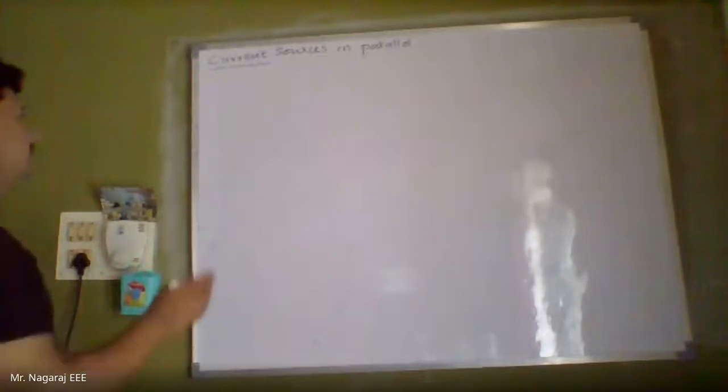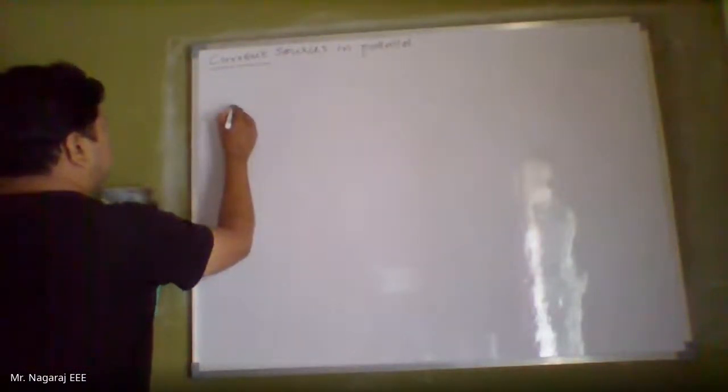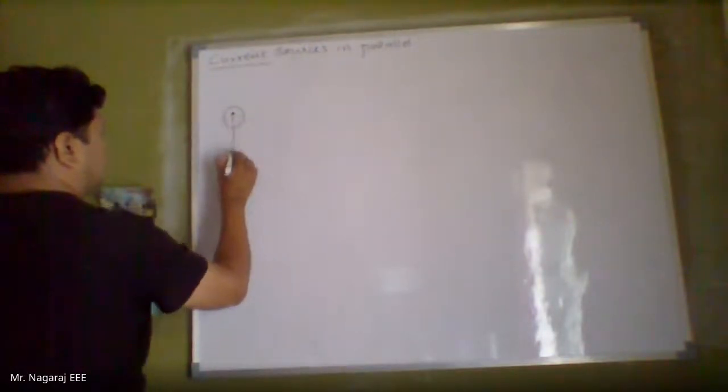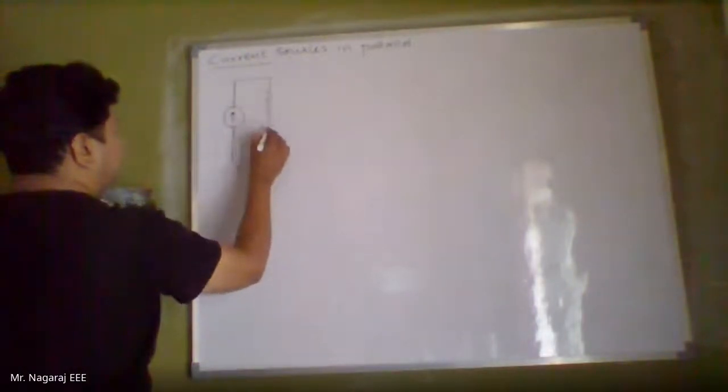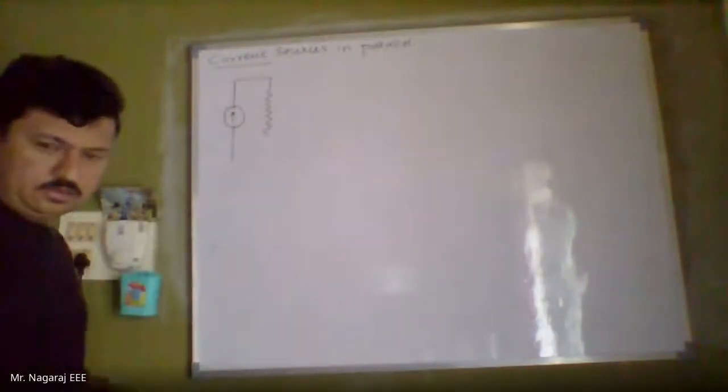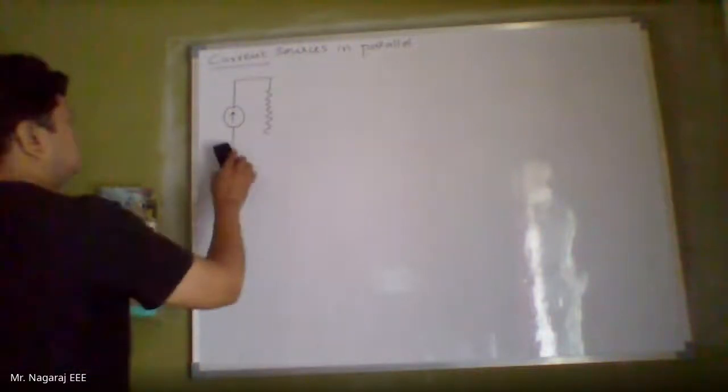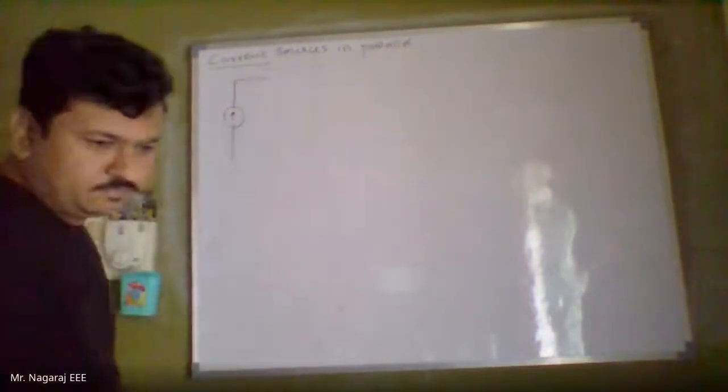Now, we know how current sources are there. Current sources will be with the source and a resistance in parallel to that. First we'll look into the ideal condition.